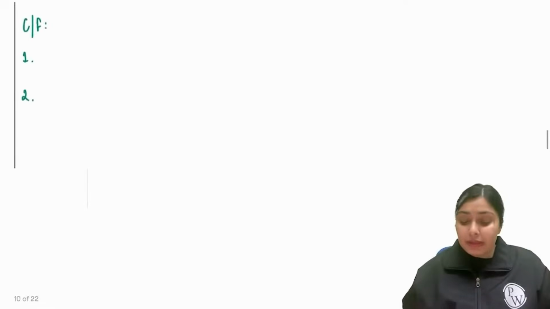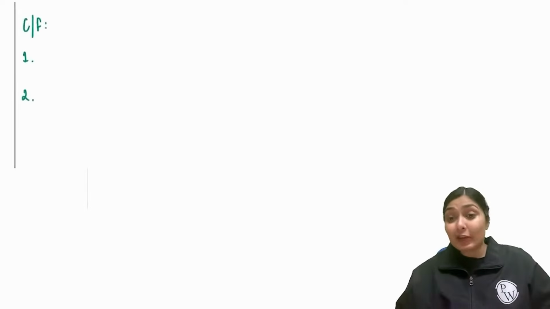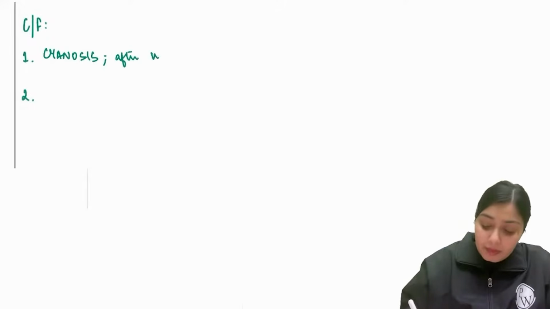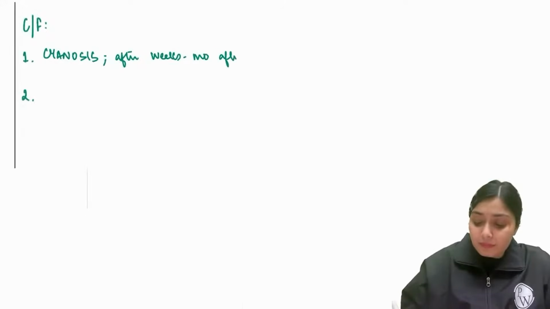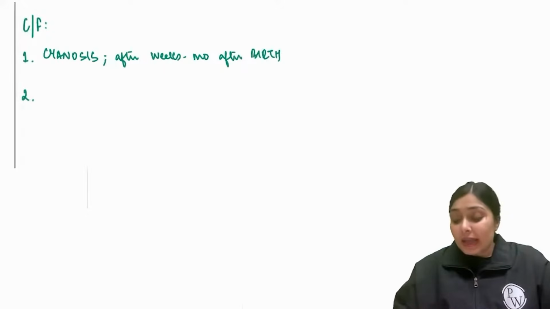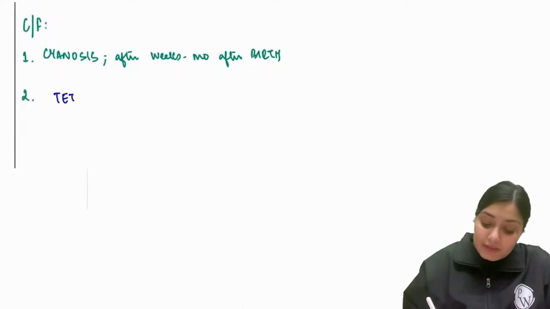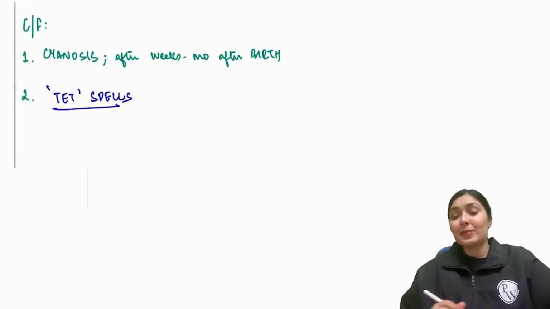Now let's talk about the clinical features. It is a cyanotic heart disease, so definitely there's going to be cyanosis, but this cyanosis takes time to set in. Usually it is seen after weeks to month, not since birth. And the second clinical feature, which is the usual presentation in these children, is Tet spells. Tet spells can be a short note too. What are the Tet spells?